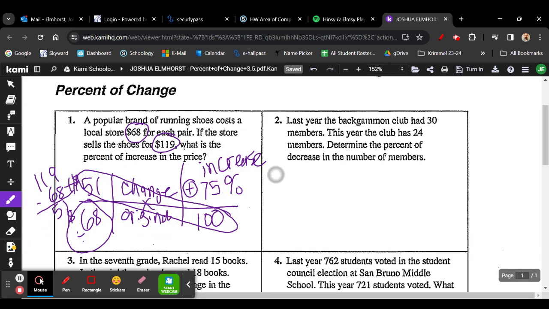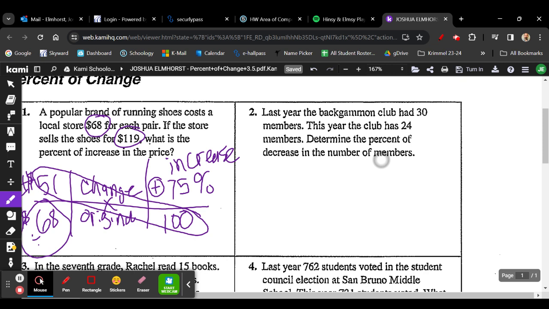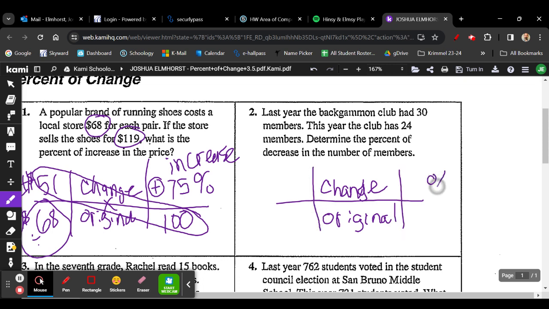Last year, the Backgammon Club had 30 members. This year, the club has 24 members. We're going to do the ratio of the change over the original and percent over 100. So the original is 30, and from 30 down to 24, that was a change of 6 people. And that would be a decrease.